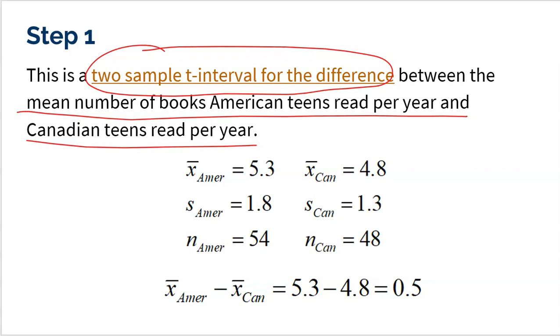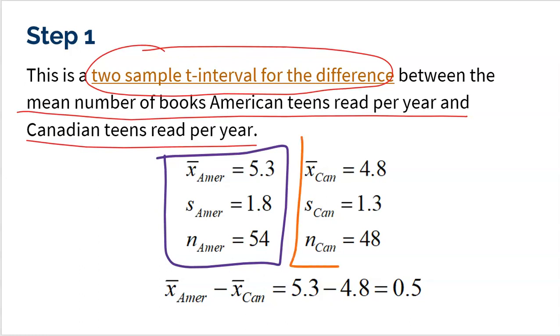Now, another thing I like to do in step 1, but this is not part of step 1, is I like to just get all my data organized, right? Get everything organized. So I have the information for the Americans. 5.3 was the average number of books read. 1.8 was the standard deviation. 54 was the sample size. And then I have my Canadians. 4.8 was the average. For the Canadians, 1.3 is the standard deviation, and the sample size was 48.